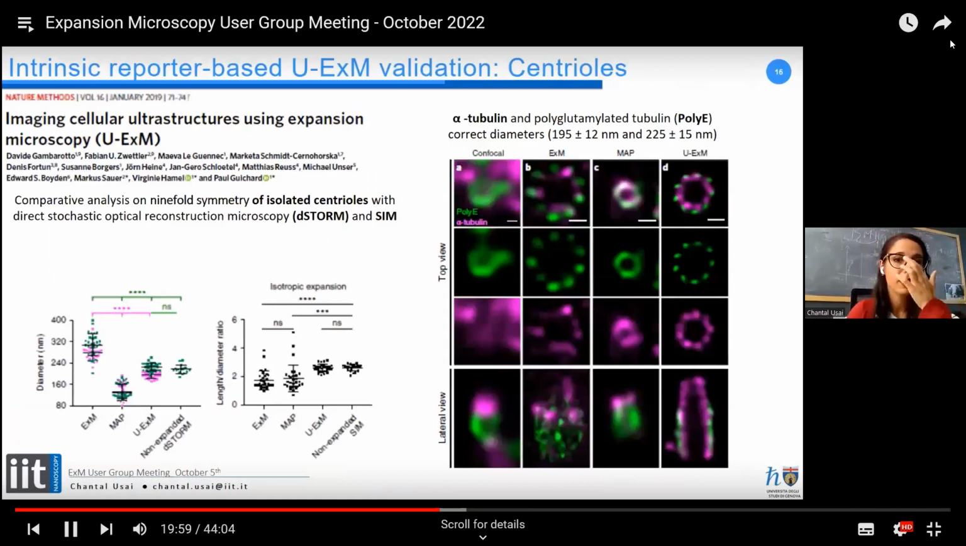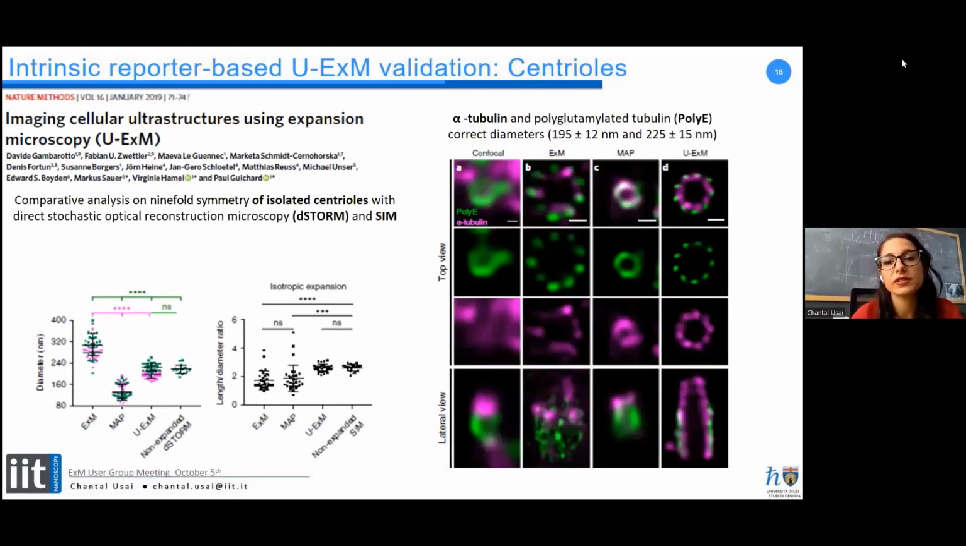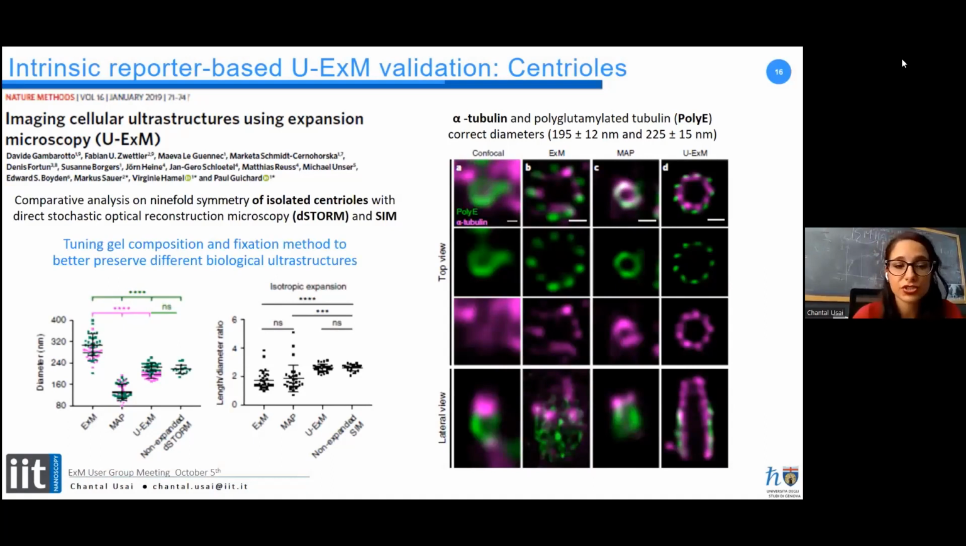A similar work has been done in the lab of Professor Paul Guichard using centrioles as a reference structure. In this case, the comparative analysis was based on the 9-fold symmetry of isolated centrioles, and they used direct stochastic optical reconstruction microscopy and SIM microscopy for imaging. A very interesting point of this work is that it shows how slightly changing the gel composition and the fixation method can affect the preservation of the biological ultrastructure.